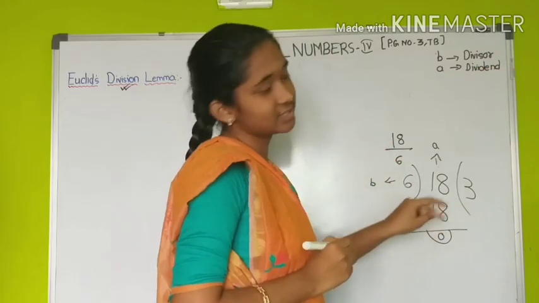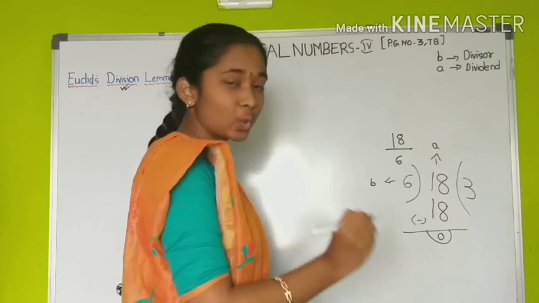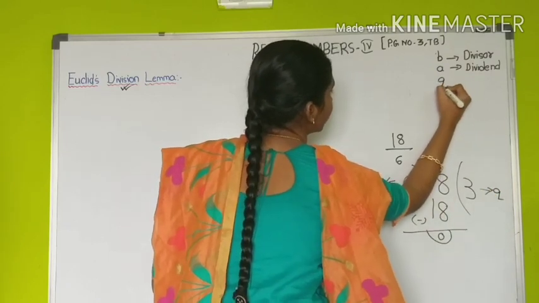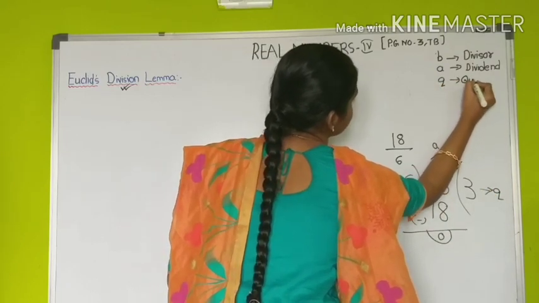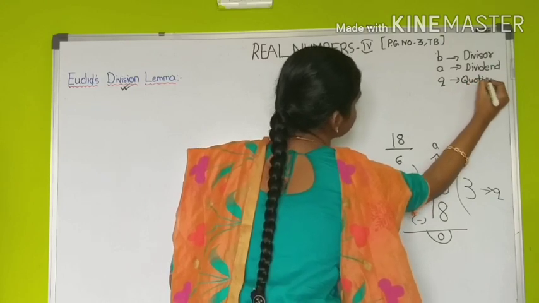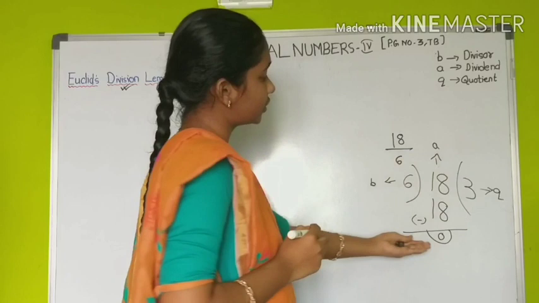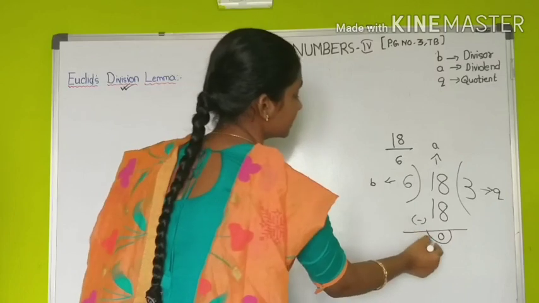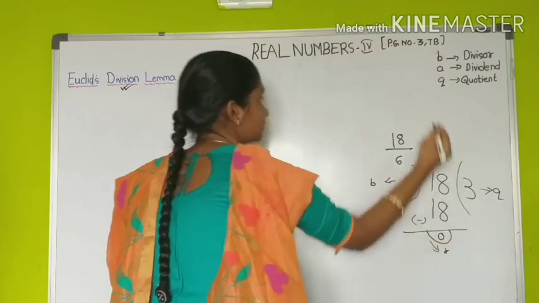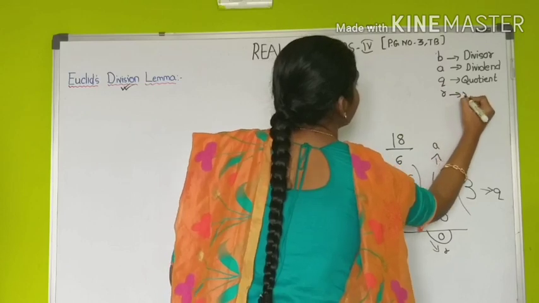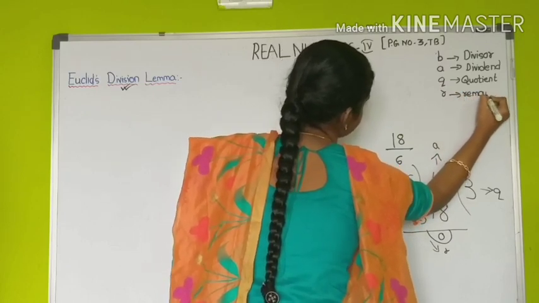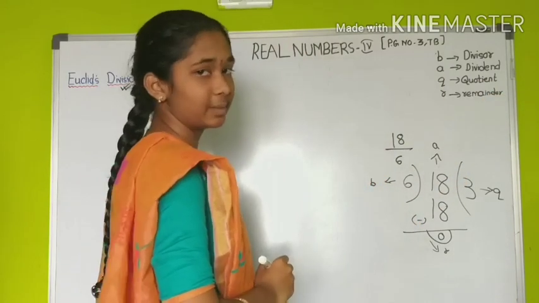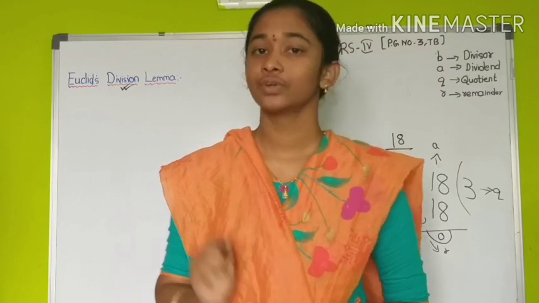And what is 3 in this division called? We all know that 3 is called the quotient and it is denoted by q. So q means quotient. And what is 0 here called? The 0 is called the remainder, and it is denoted by r. So r means remainder. And now we learn the definition of Euclid's division lemma.